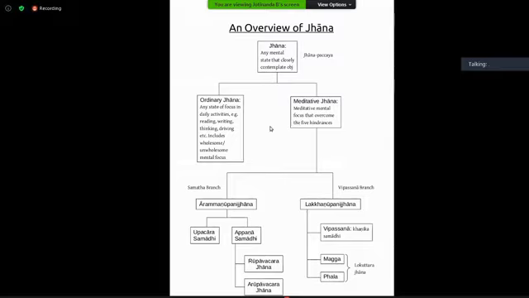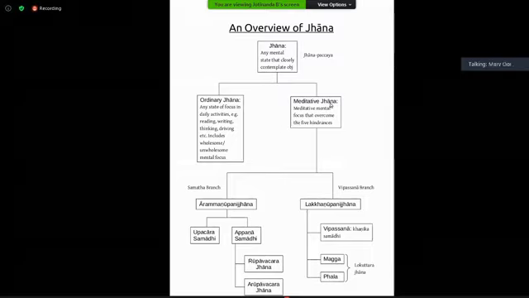Can you see? Yes. Okay. So you can refer to the paper.